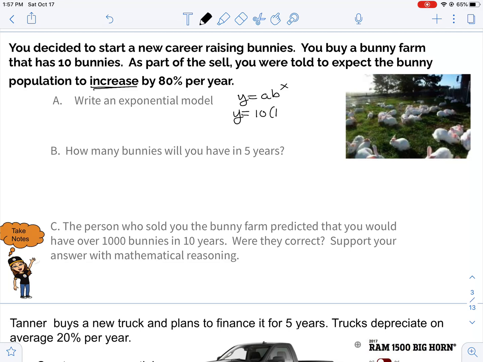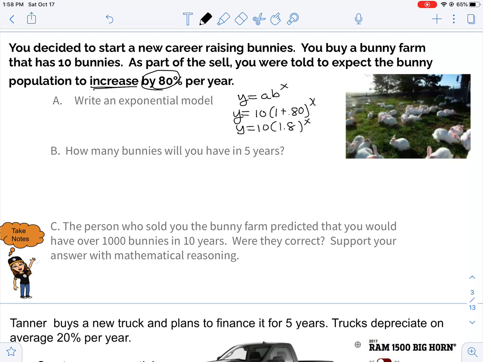And if you think about it, we're taking 100% of our total and we're increasing it by 80%. So I'm going to add 0.8 to the x. Okay, and x is my time. Now I can also simplify that as 1.8 to the x.